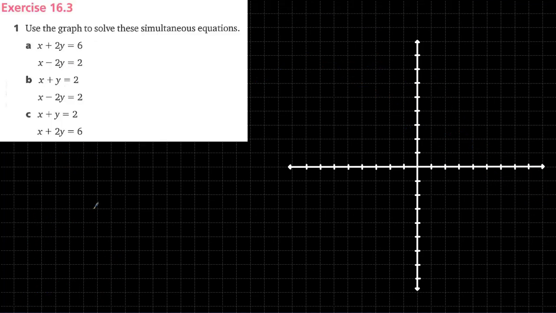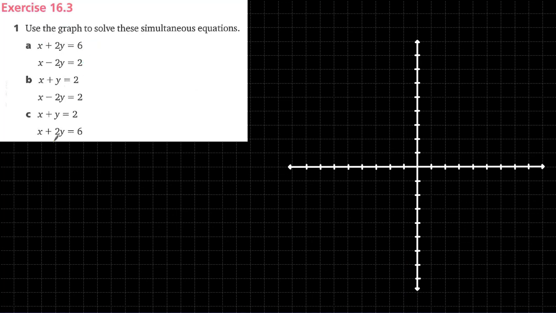Okay, now let's draw these 3 lines. I'm saying there are 3 lines here because, as you see, x plus 2y is equal to 6, x minus 2y is equal to 2, and x plus y is equal to 2. This is the third one. This one and this one are the same, and this one and this one are the same, as you see. So there are 3 lines here.